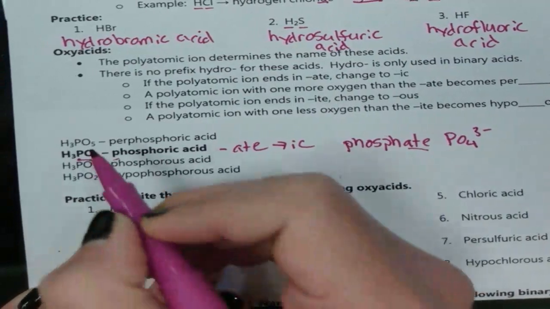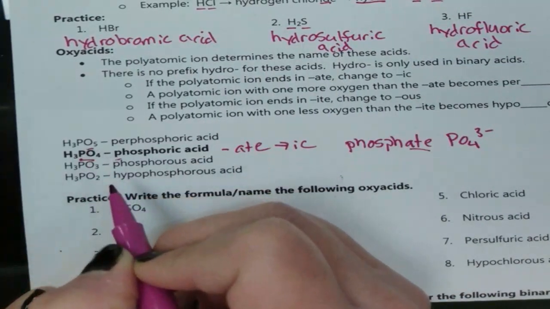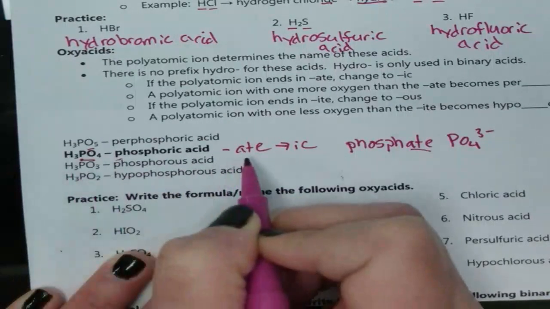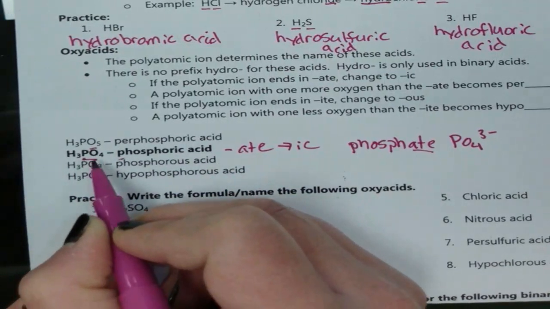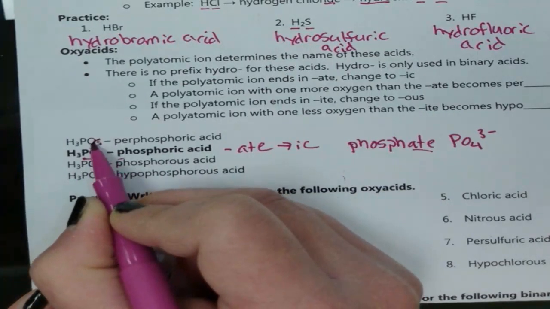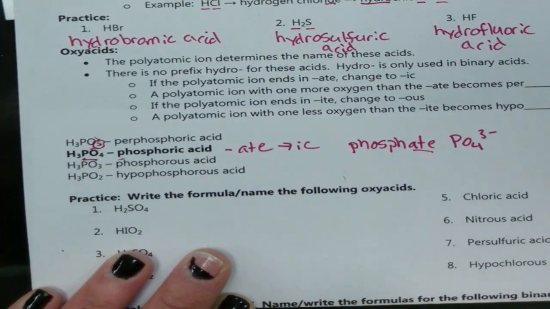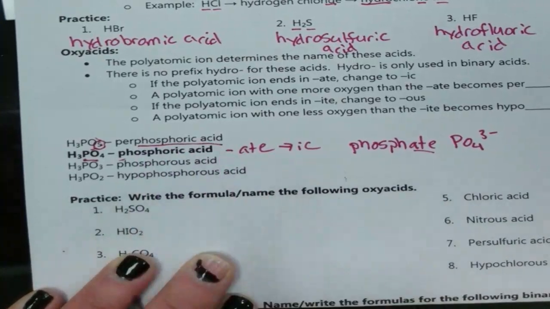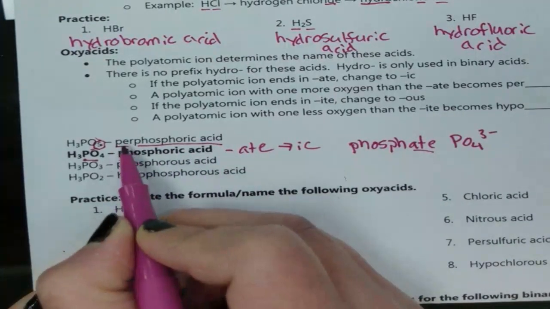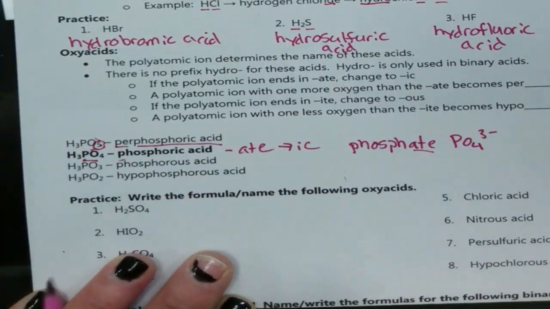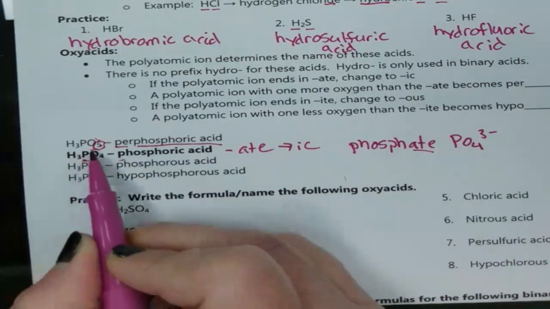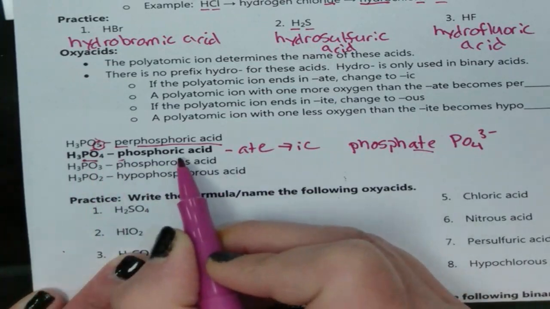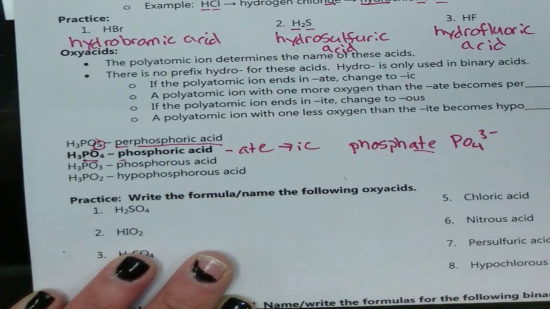Now, if there is one additional oxygen, so notice phosphoric acid, that -ate polyatomic ion has 4 oxygens. In the example above, there are 5 oxygens. So we still keep the phosphoric acid the same, but we're adding in a per. That per tells us that this acid has 1 oxygen more than the -ate polyatomic ion.